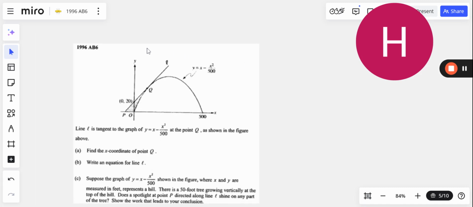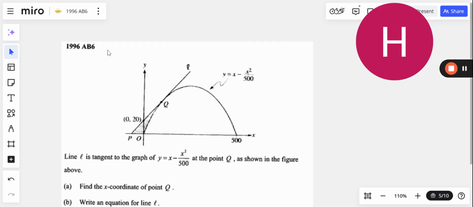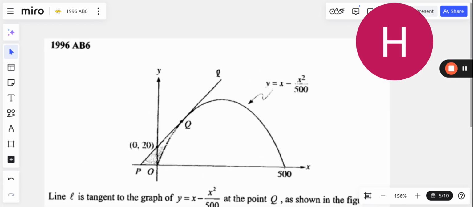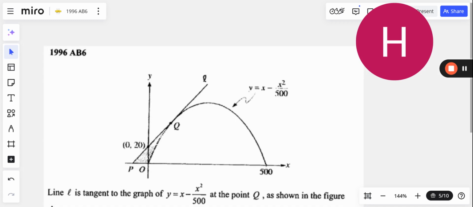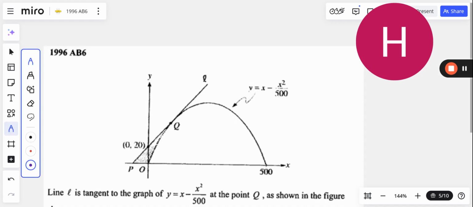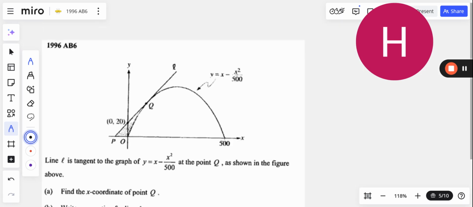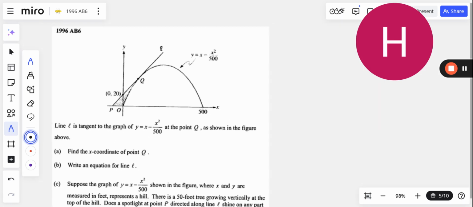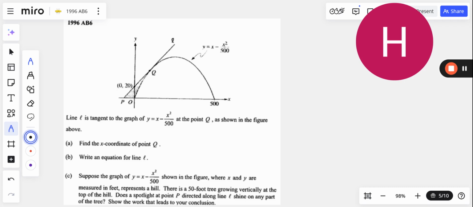This is math from a void. Math just coming at you out of nowhere. And today we have a problem from the 1996 AP Calculus AB exam. So give it a look-see. Pause the video, go ahead and try it out.